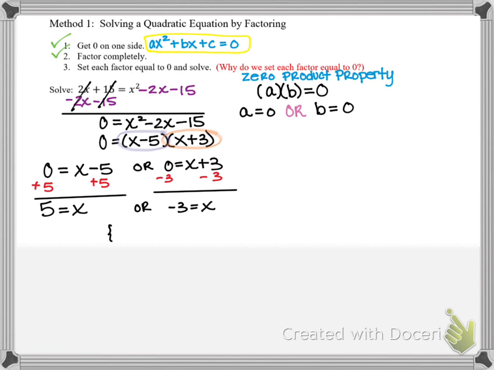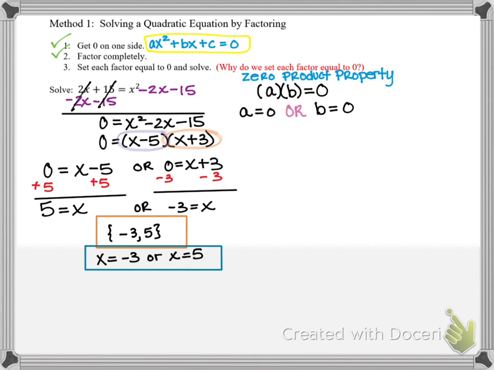So there's 2 ways I can write my solution set, because now I have 2 solutions for x, so it's now a set of more than one number. I say the solution set for x contains the numbers negative 3 or 5, or I can just write it out, x equals negative 3 or x equals 5. So I can write my solutions either way. But keep in mind, I have 2 solutions, and they are x equals negative 3 or x equals 5.